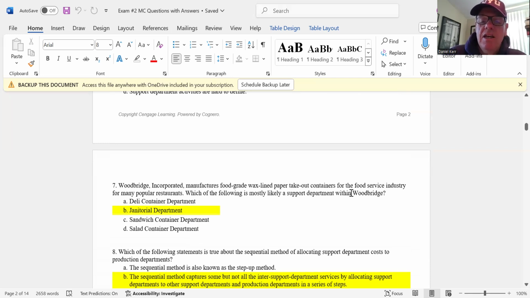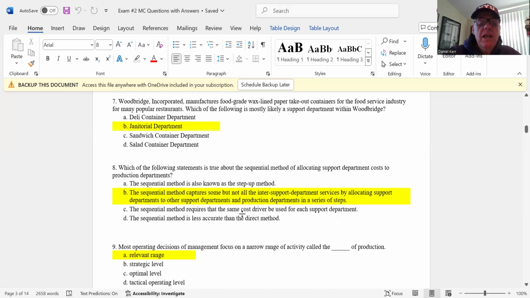Number 7, Woodbridge manufactures food-grade wax-lined paper takeout containers. So we make takeout containers for the food service industry. Which of the following is most likely a support department course within Woodbridge? So if we make containers, deli department, sandwich department, salad department, those are likely to be different production departments. The one which is likely to be a service department, support department, would be B, janitorial.